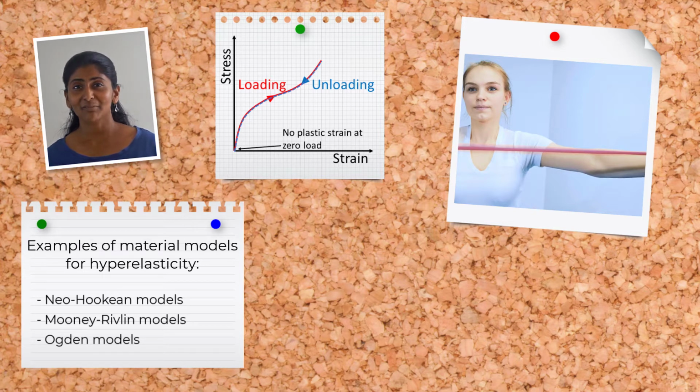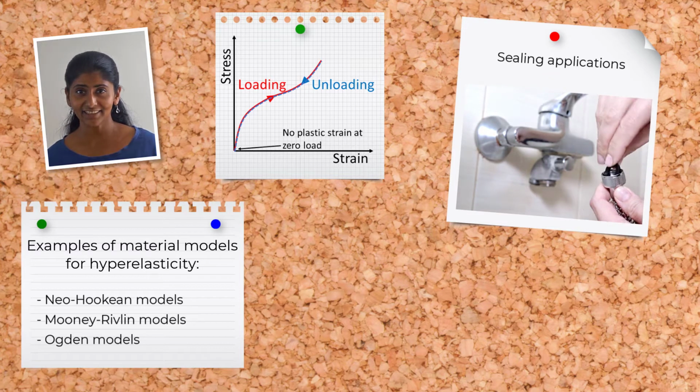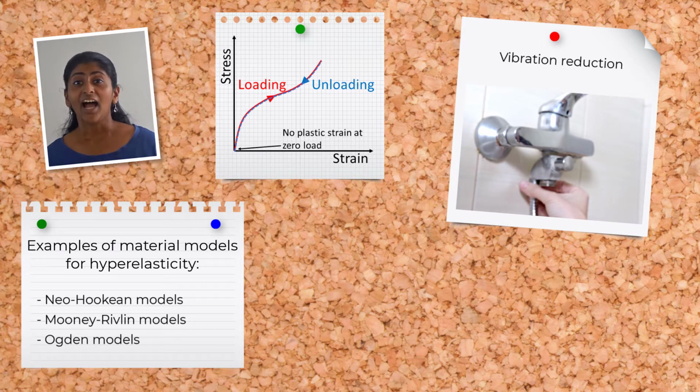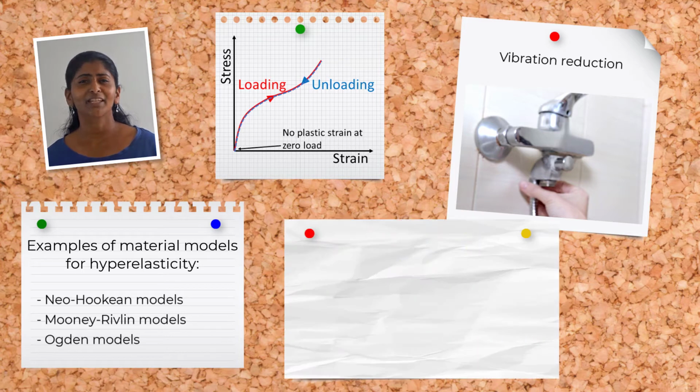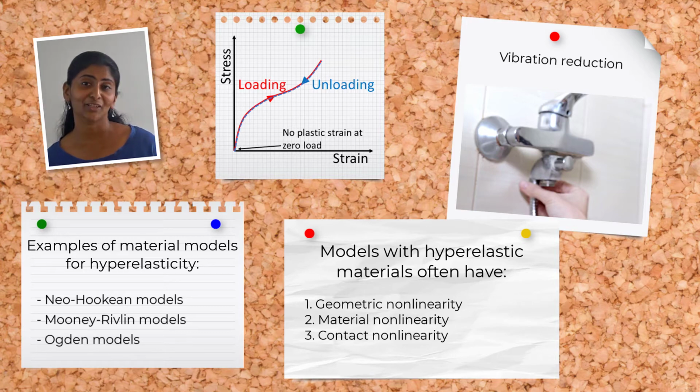Since hyperelastic materials can deform to fill up gaps between two mechanical components, they are often used to manufacture O-rings and gaskets for sealing purposes. In a number of applications, the hyperelastic materials undergo large deformation and are also in contact with mating parts. Due to this reason, modeling them can be quite challenging since such simulations have geometric, material, and contact nonlinearities.